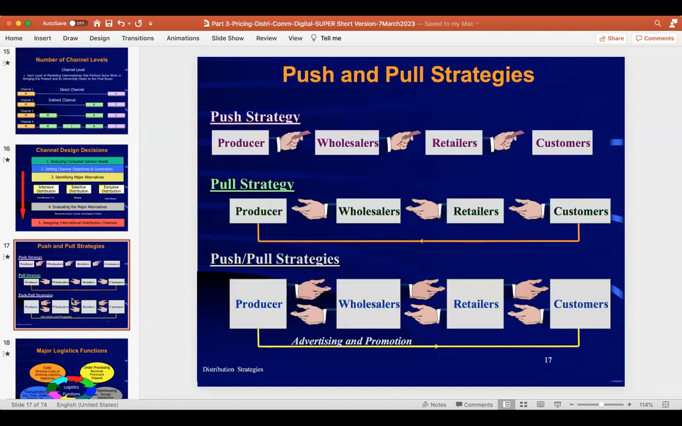Now there's a concept which is very important, which is push and pull. Push strategy is when you are providing incentives to the distributors, for the distributors to provide incentives to the customers. Versus pull strategy is the opposite: you provide incentives directly to the customers, for the customers to create trade leverage on the distributors for them to want to carry the product. And when I say distributors, that means wholesalers and retailers combined because they both distribute the product.